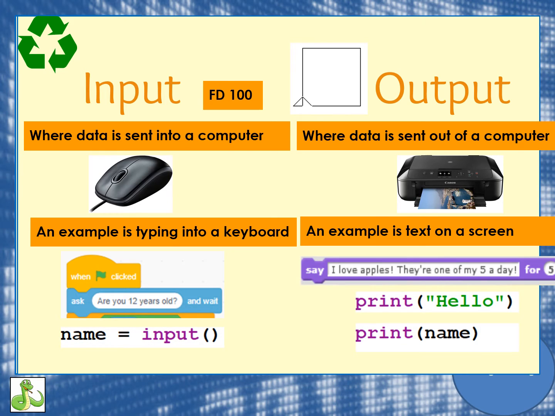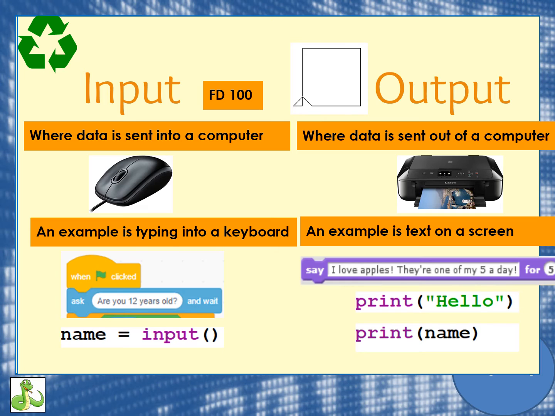Here are the answers to our input and output task. These are keywords that you've heard before, but we're going to be using regularly today. When data is sent into a computer, it's an input. For example, typing on the keyboard or using your mouse. When you have an output, it's when data is sent out of the computer. For example, printing or text on a screen.